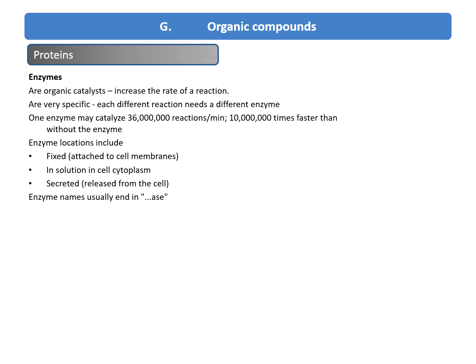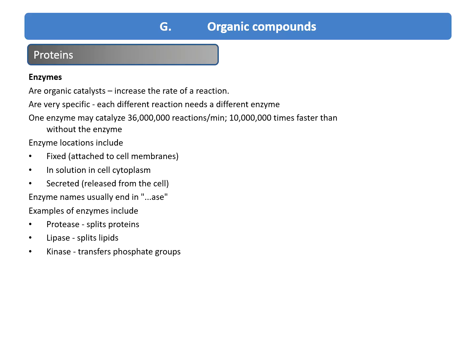Enzyme names usually end in "ase." Examples of enzymes include protease that splits proteins, lipase that splits lipids, kinase that transfers phosphate group. Other organic catalysts exist, including RNA molecules called ribozymes, which split RNA.